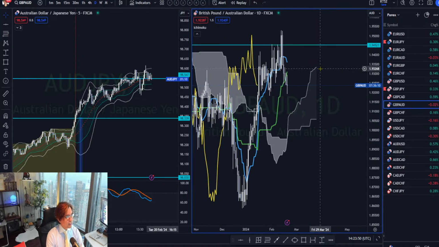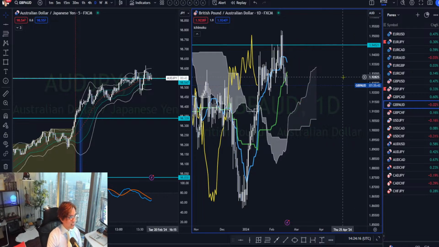And GBPAUD is also range because it broke the Kijun Sen bearish and the Chikou span is almost touching. Yeah, this retracement for the last 5 days, 6 days has been so strong. So I think it takes time for this market to go bullish again. It may continue bearish or it may continue range. So this is a range market to me.